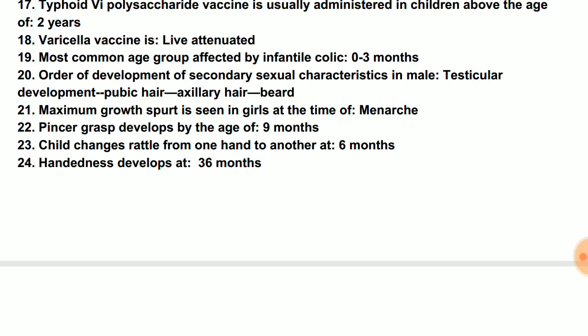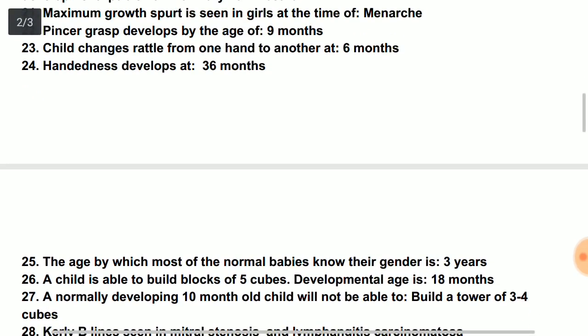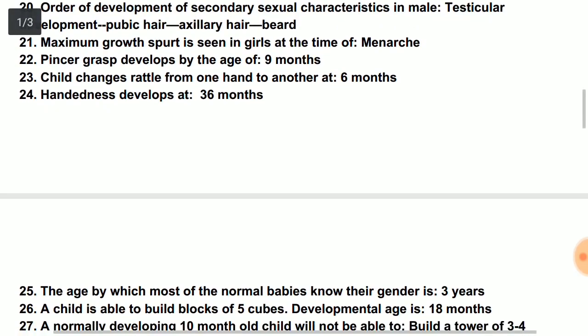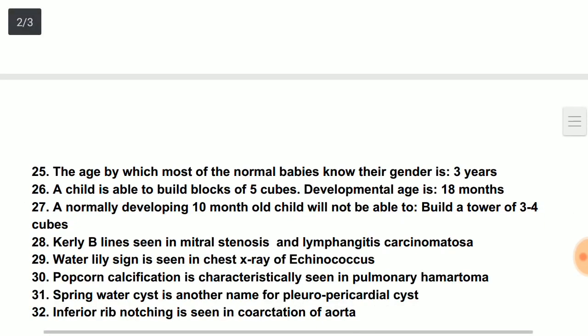Pincer grasp develops at the age of 9 months. Child changes rattle from one hand to the other at 6 months. Handedness develops at 36 months, that is 3 years. So remember, handedness at 3 years, changing the rattle from one hand to another at 6 months, and pincer grasp at 9 months.